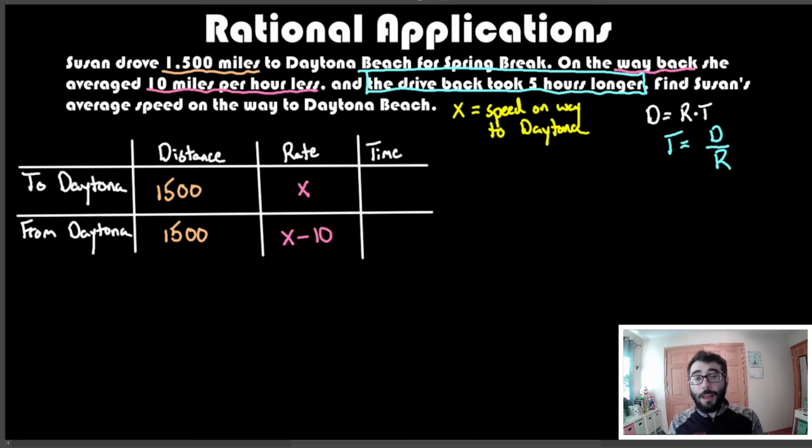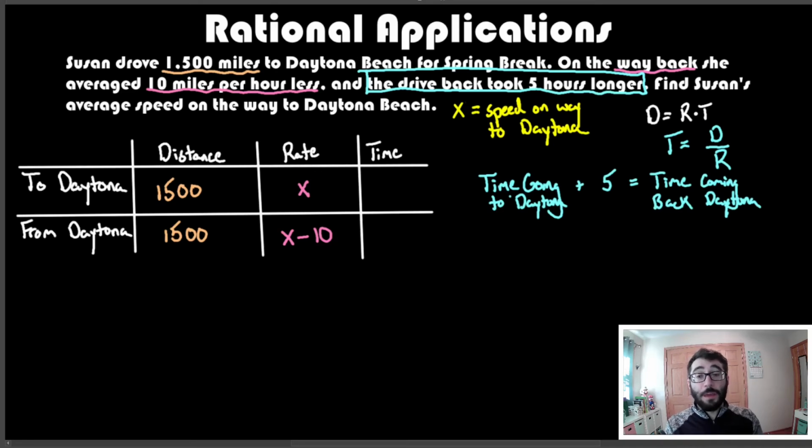So what I would end up doing is, there's a couple different ways you can set this up. One way is to set these equal to one another. I would take the shorter of the two times, add the extra time to it, which would be 5 in this case, and set it equal to the slower time. So in essence, since it took 5 hours longer to come back from Daytona, if I add 5 hours to how long it took to go to Daytona, then those times would end up being equal to one another.